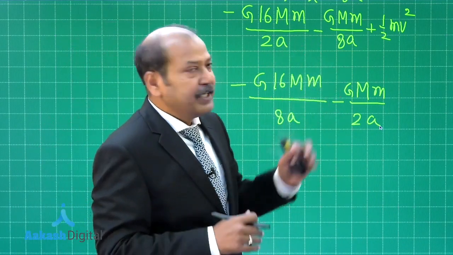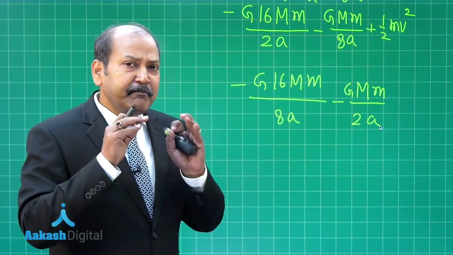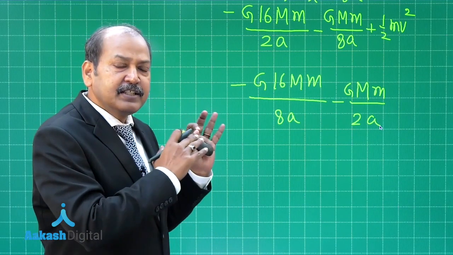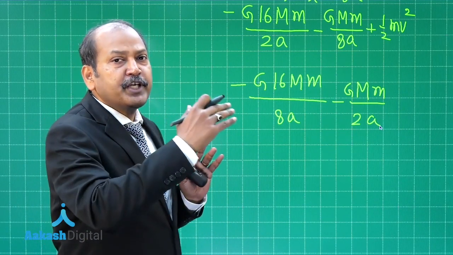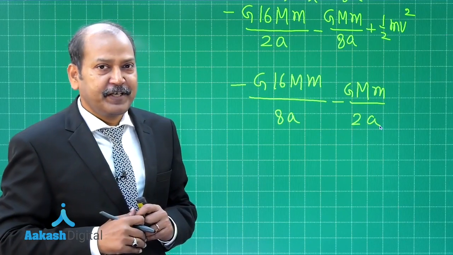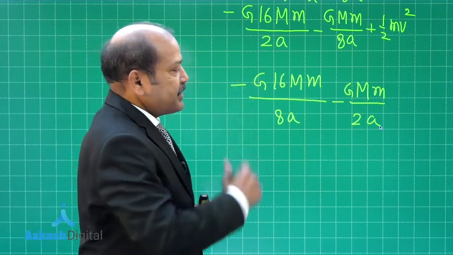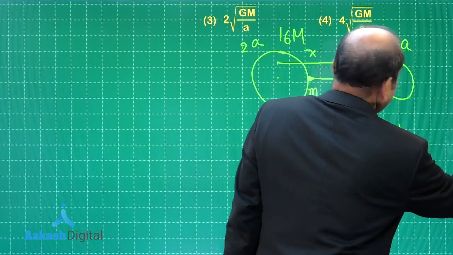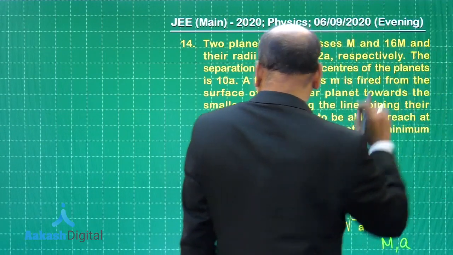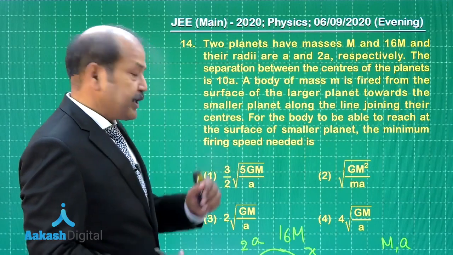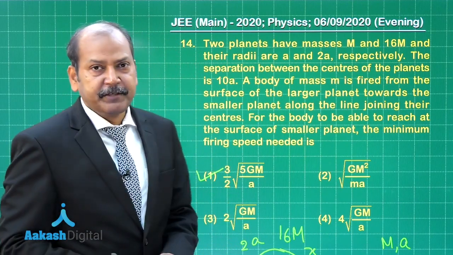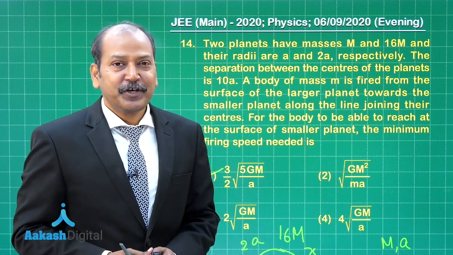Solving this for V will give us the minimum value of V required for the particle to be able to reach the surface of the smaller sphere. It is a simple equation, and solving for V, we get it is equal to what is given in option 1. So, option 1 is correct for this question. Let us now go to question number 15.